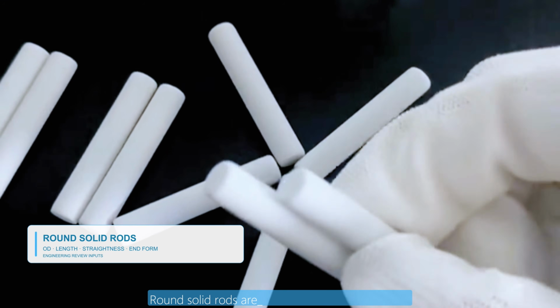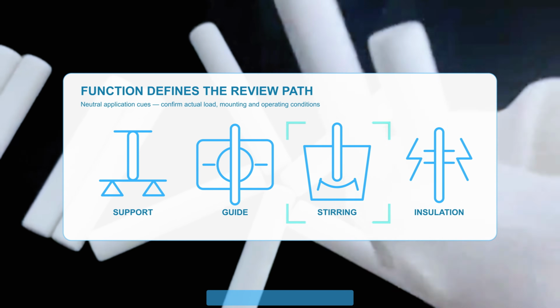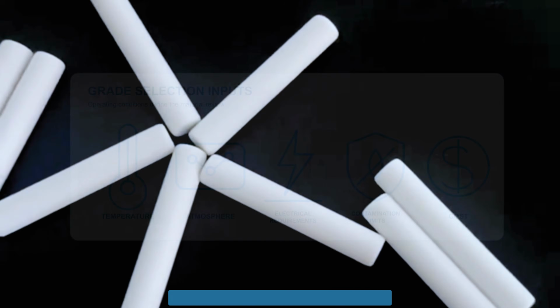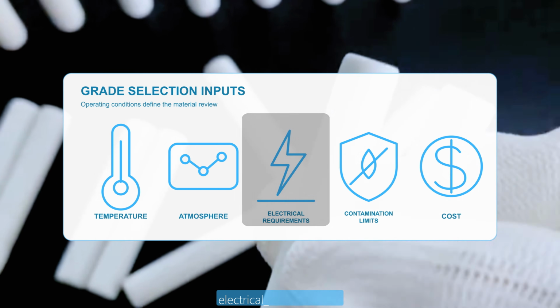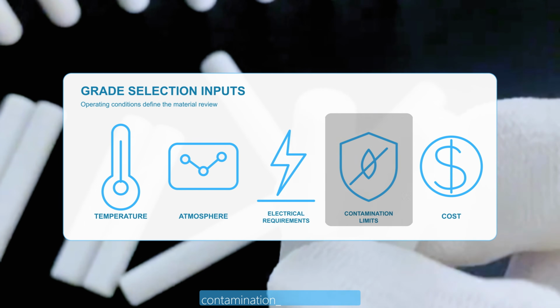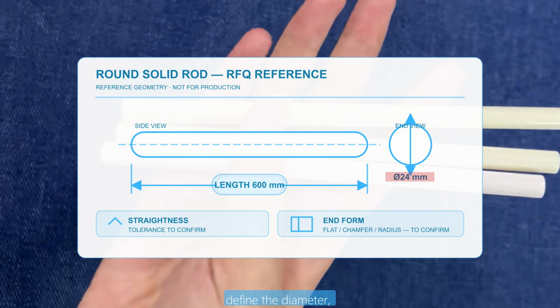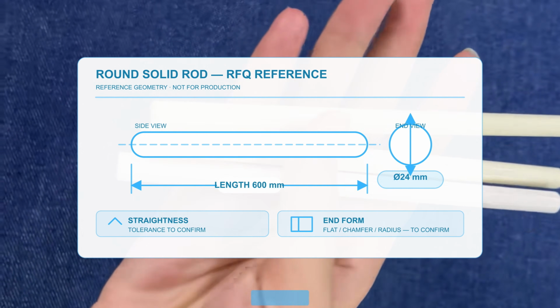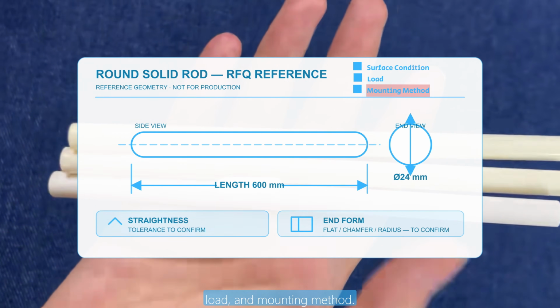Round solid rods are the basic route for supports, guides, stirring elements, and insulation components. Grade selection depends on temperature, atmosphere, electrical requirements, contamination limits, and cost. For review, define the diameter, length, straightness, and form, surface condition, load, and mounting method.